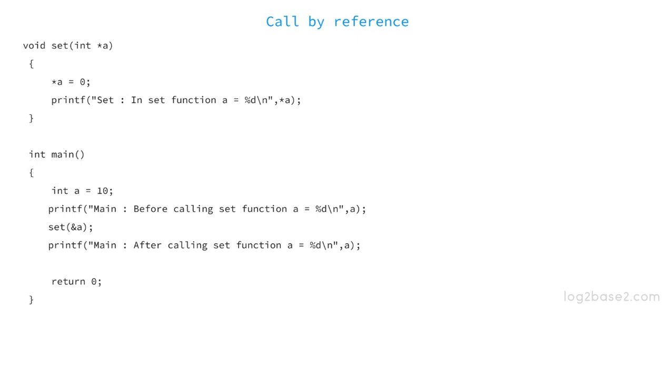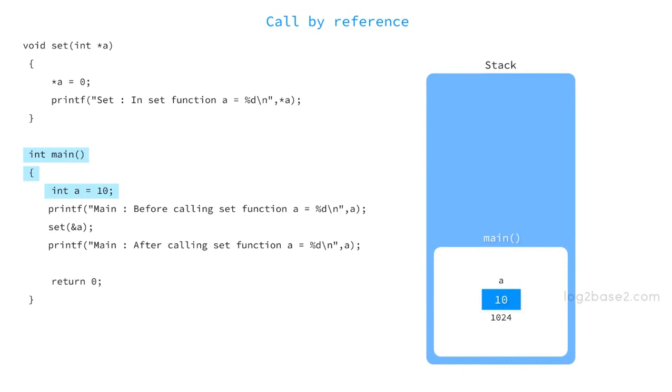Now, let us discuss the call by reference parameter passing method. Again, let us explain the method using a program. So here also we have the main function and the user-defined function set. Execution begins from main and the first statement is declaring a and initializing it to 10. Suppose it was created at address 1024.